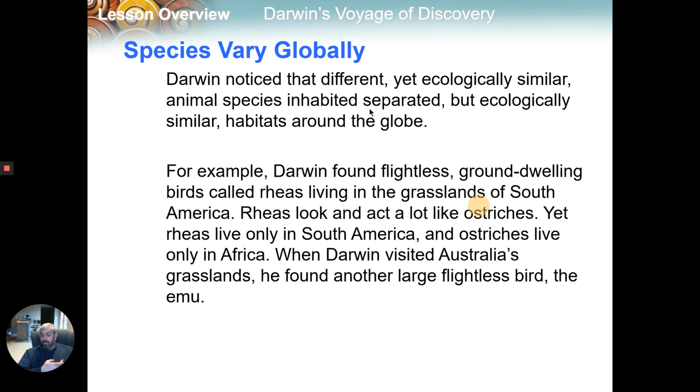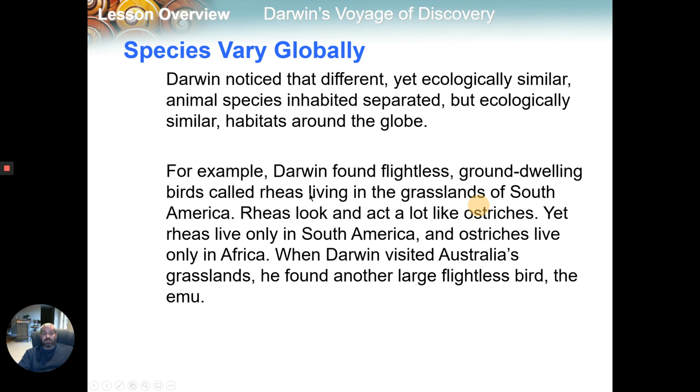Ostriches are a good example. There's also emus and there's rheas. Okay, and that's what they're going to give you here. All three of those are very similar. Okay, but they're in different areas. But because the environment was the same in those areas, those organisms developed in similar ways. Okay, so let's read on and see what this says.